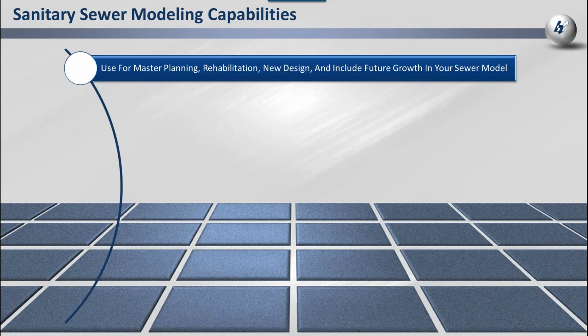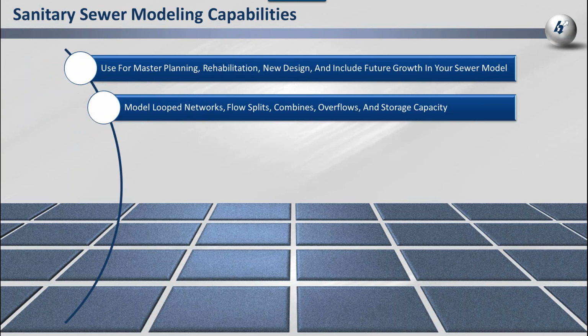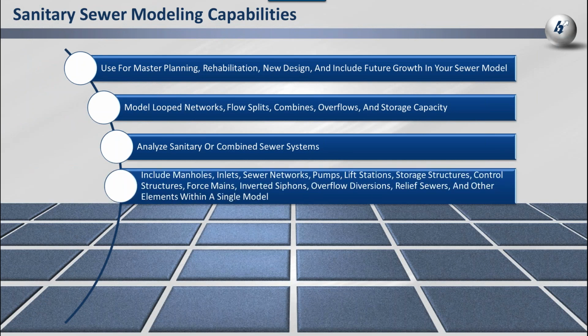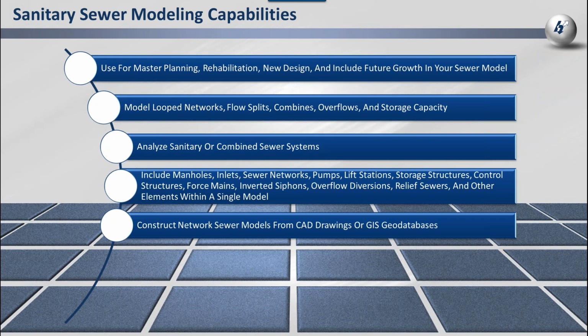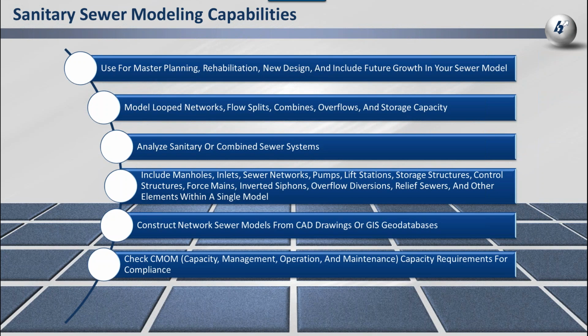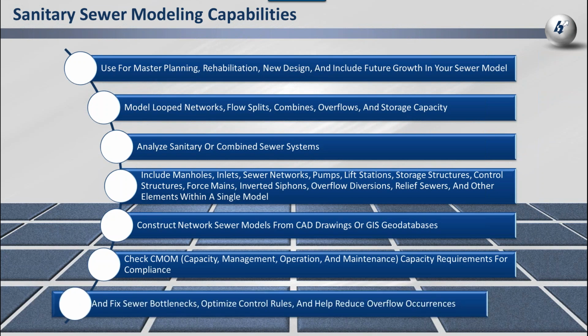Okay. Now, SSA can also analyze simple and complex sanitary and combined sewer systems. You can do this for master planning, rehabilitation, and new design. You can include future growth. And as you can see, it will model loop networks. It will do flow splits, combines, overflows, and storage capacity, analyze sanitary and combined sewer systems, manholes, inlets, sewer networks, pumps, lift stations, as we spoke about previously, control structures, and force mains, and construct network sewer models from CAD drawings or GIS geodatabases.